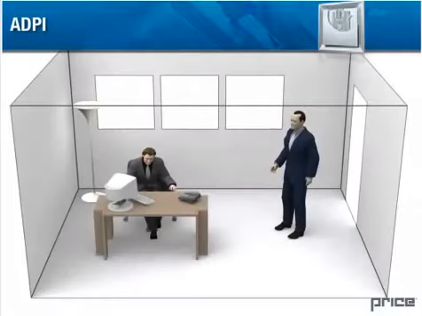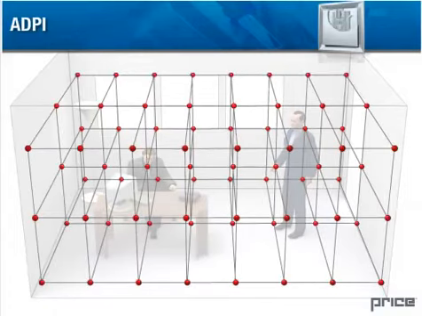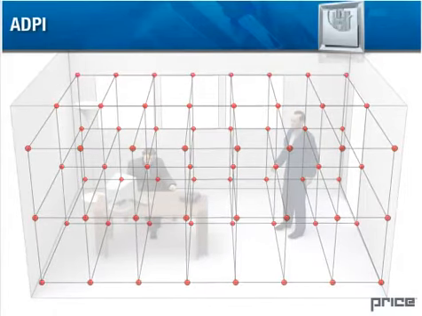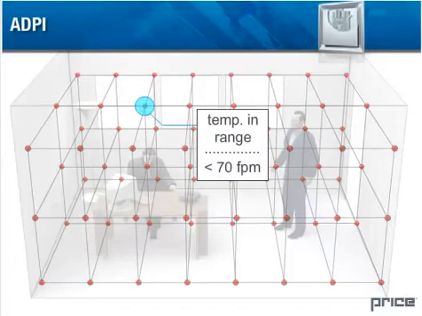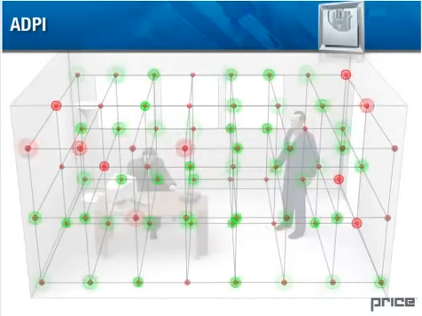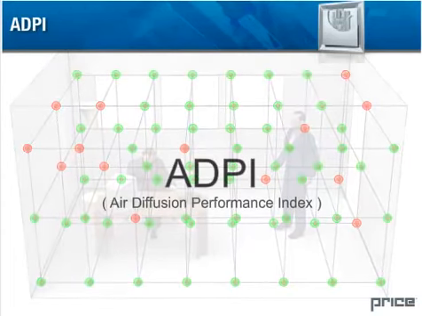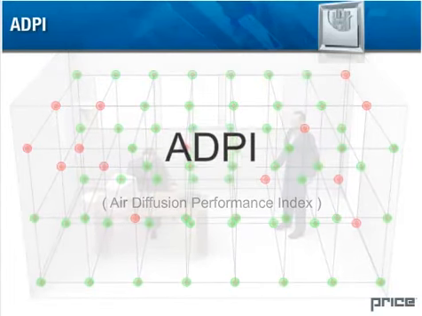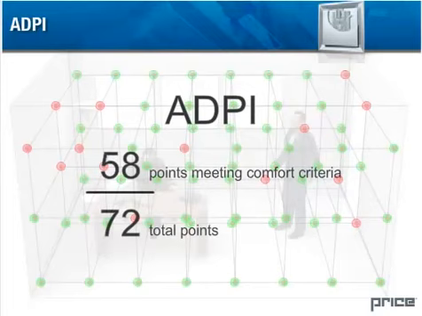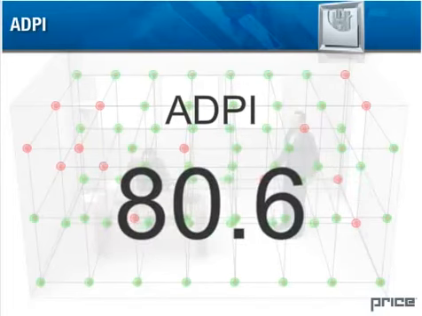ADPI. Equipment can be set up to measure temperatures and velocities at uniformly distributed points in a room. If at each point the draft temperature is within a certain temperature range, and the local velocity is less than 70 feet per minute, then that point meets the comfort criteria. After checking all of these points, an Air Diffusion Performance Index, or ADPI, can be determined. This ADPI value has proven to be a valid single-number rating of an air diffusion system.